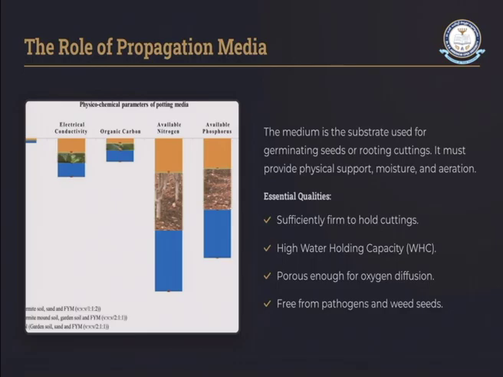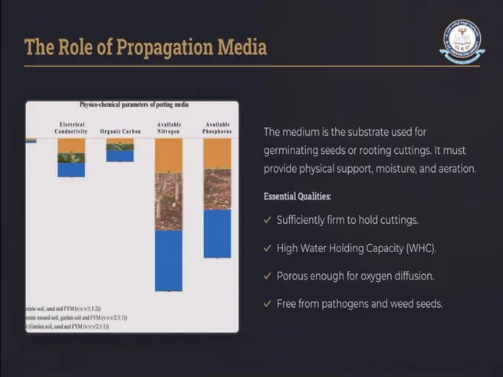It must provide physical support, aeration support, and mechanical support. So it should be sufficiently firm to hold the cuttings, it should have a high water holding capacity, and it has to be very porous. The porosity will be helpful for the exchange of oxygen or any gases.